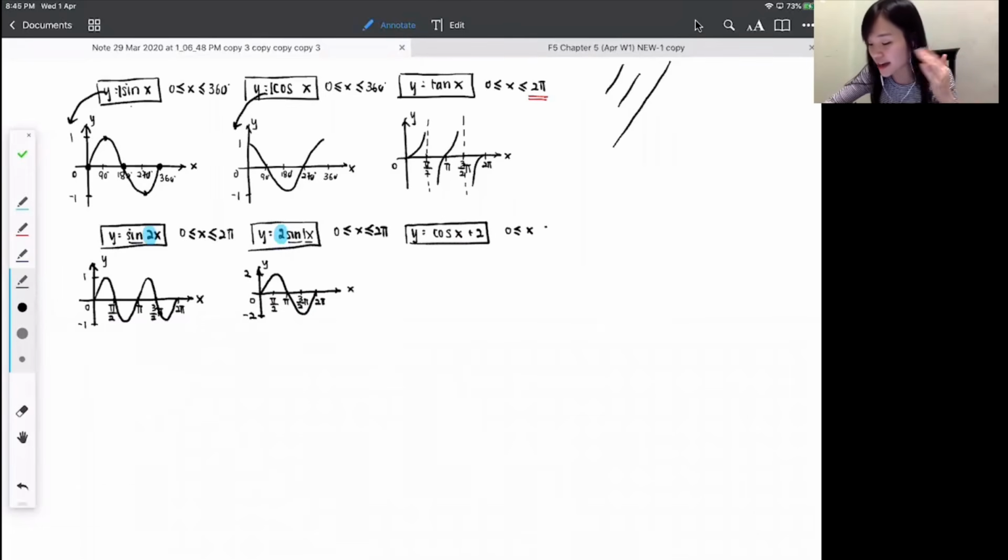I use another one, okay? Now I try to use cos x. So guys, let's look at the third one. Okay, third pattern one, okay? So third one, do you realize there's still a 2 there? But this time it's not cos 2x, it's not 2 cos x, it's cos x plus 2.